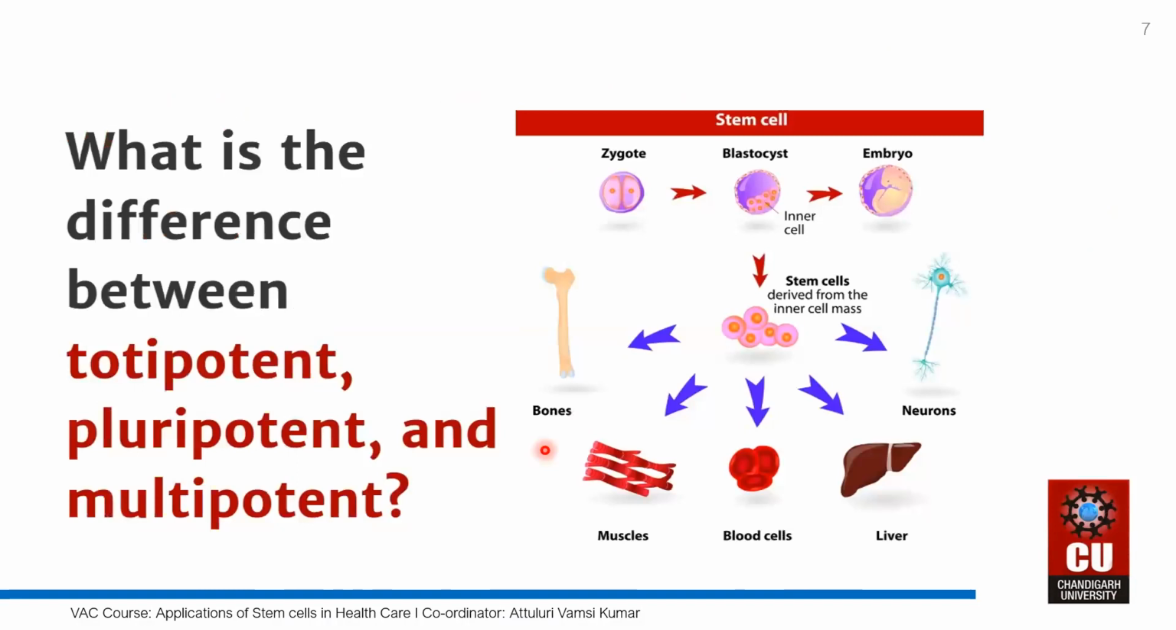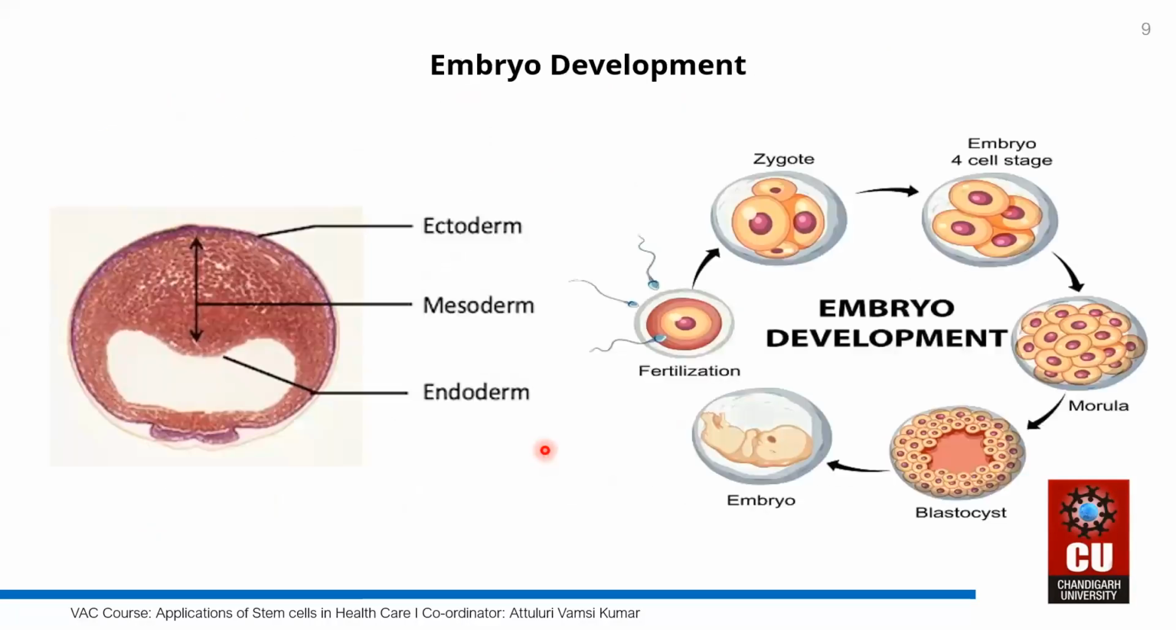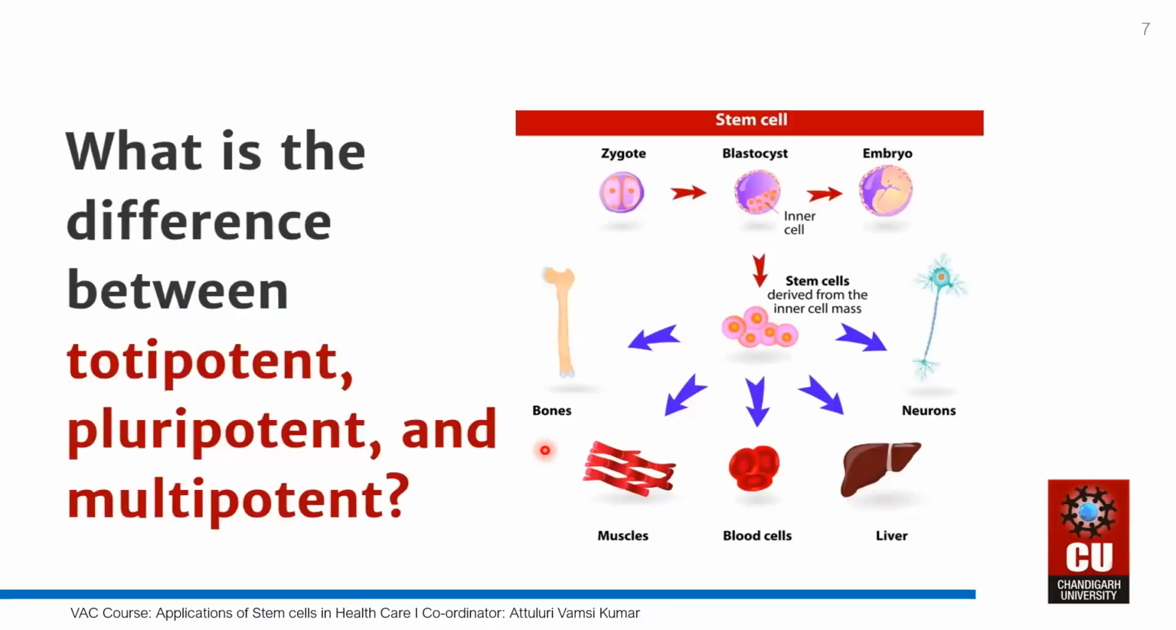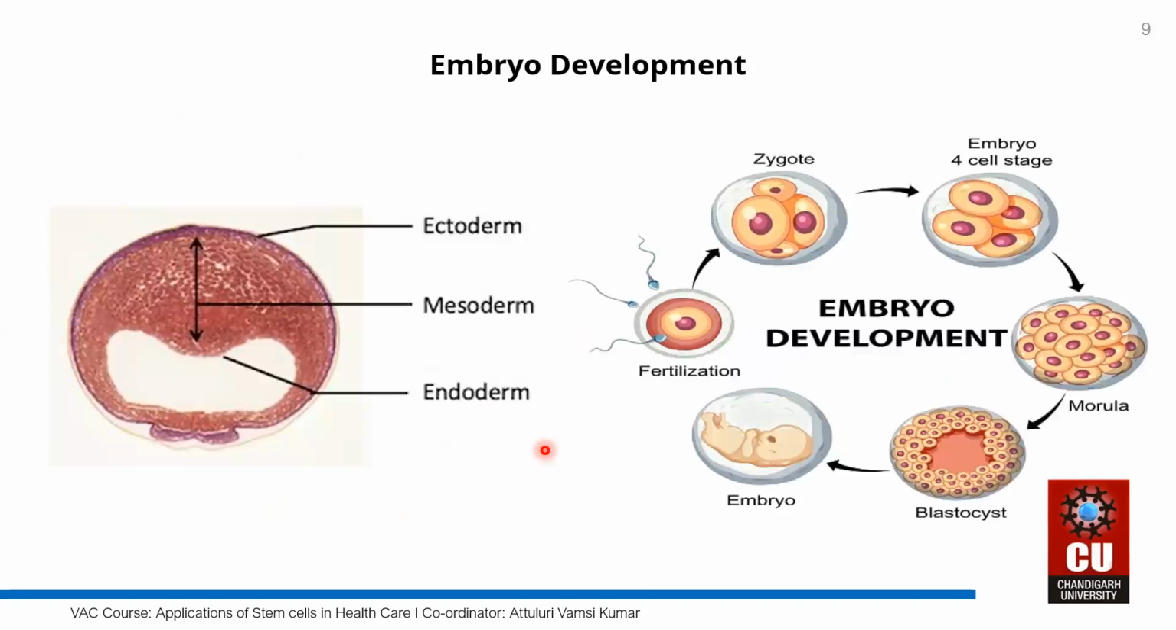You already know the basic definition. Then, based on differentiation, meaning based on how many different types of cells they are able to convert into, stem cells are divided into many types: totipotent stem cells, pluripotent stem cells, multipotent stem cells, right? All these stem cells arise from the three layers of the embryo.